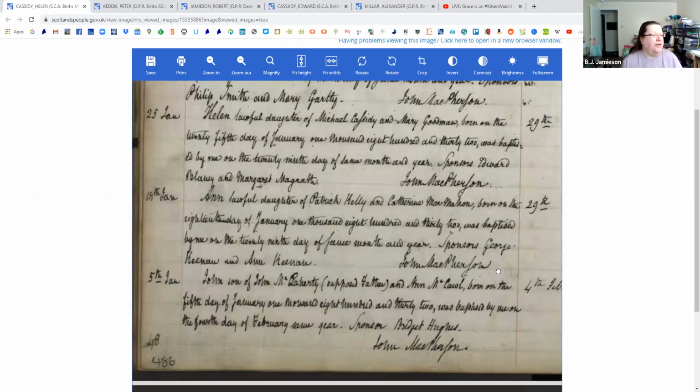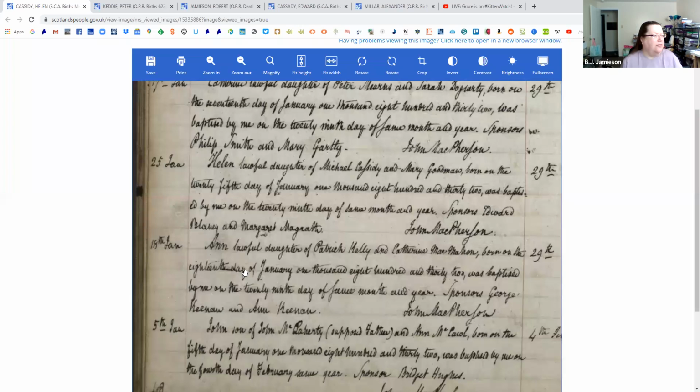The other thing to take a look at on these is the sponsors. So for Helen, it's Edward Blaney and Margaret McGrath. And I can tell you that Edward Blaney actually ends up being a witness to the baptism of some of Helen's children when she's an adult and gets married, which tells me there is some relationship between either Michael Cassidy or Mary Goodman and Edward Blaney, because he's witnessing baptisms for the same family 25 years apart. That tells me they're not just pulling him off the street to be a witness. He isn't the one who just happens to be at Mass every day, and so happens to be the witness when they baptize the child. And so it would be worth tracking down these two witnesses.